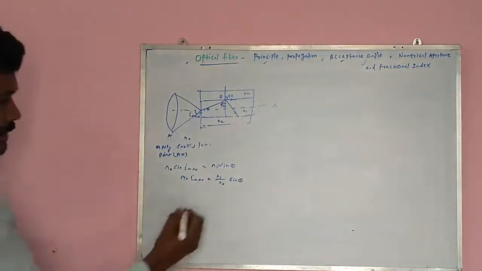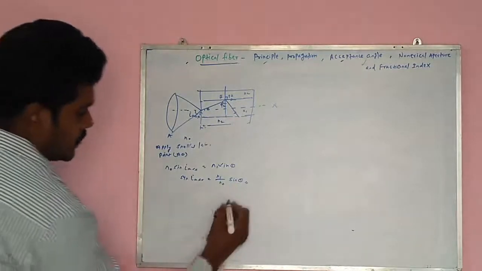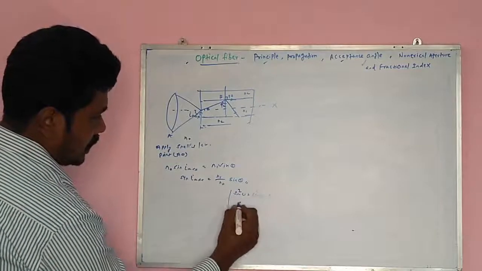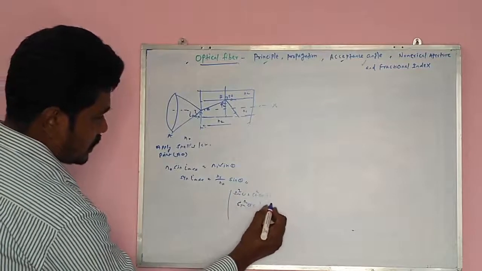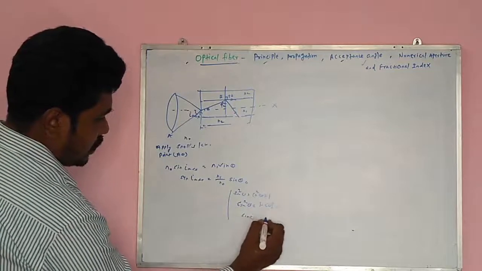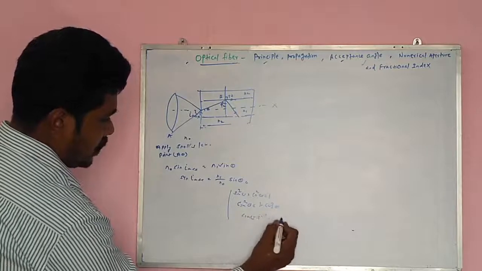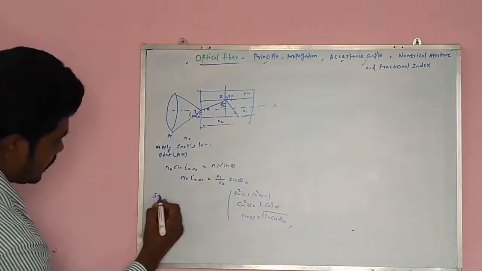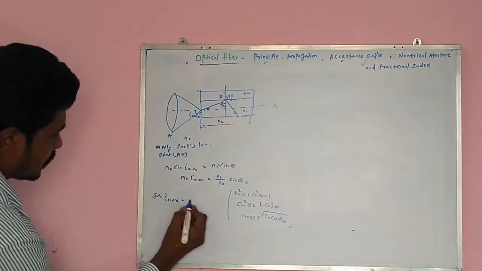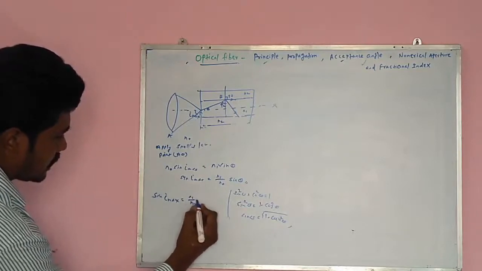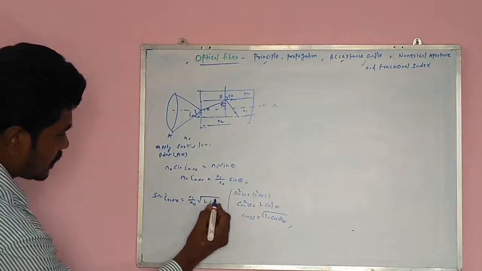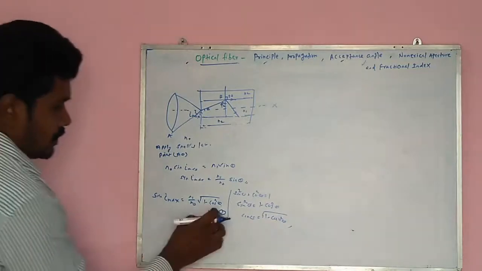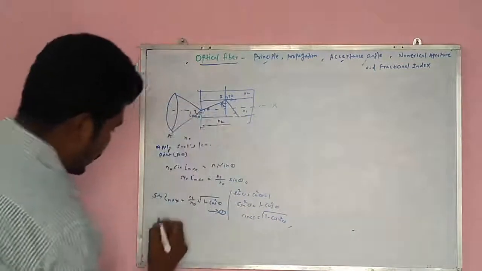In this case, what is the value of sine theta? You know that sine square theta plus cos square theta is equal to 1. So sine square theta is equal to 1 minus cos square theta, and sine theta is equal to the root of 1 minus cos square theta. That is the answer for sine theta. Just apply it: sine I max equals N1 by N0 root of 1 minus cos square theta. This is equation number 1. So next, consider another point, point B.